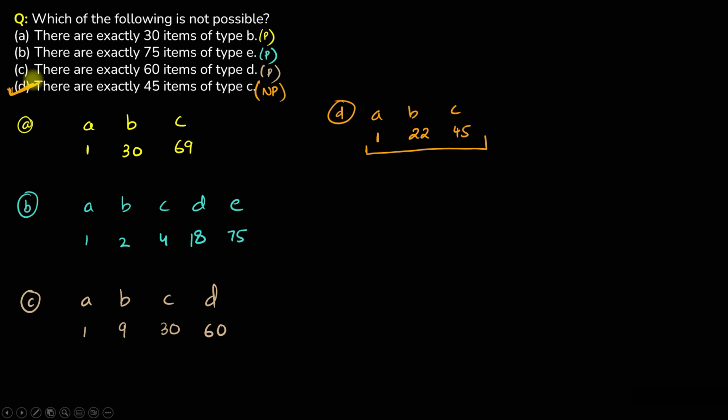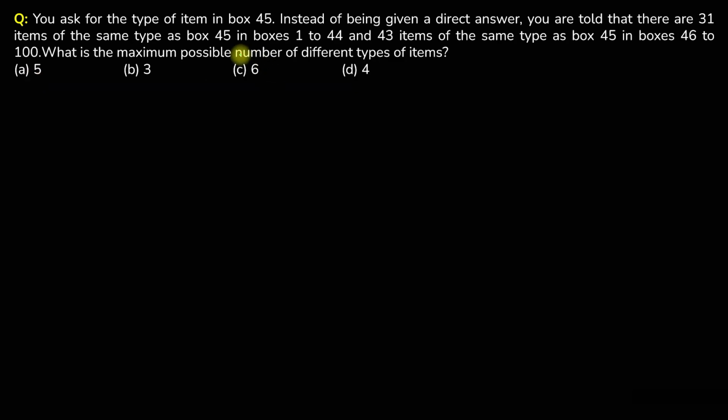Okay. And now finally moving on to the last question. You ask for the type of item in box 45. So instead of being given a direct answer, you are told that there are 31 of these types in box 1 to 44. There are 31 items of a particular type in box number 1 to 44. Box 45, which is just one box, definitely has the same item. And in boxes 46 to 100, there are 43 items of the same type.